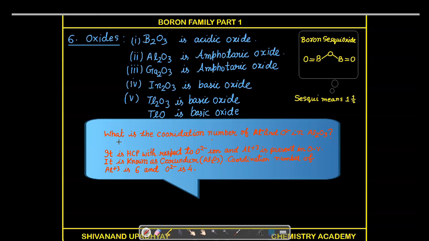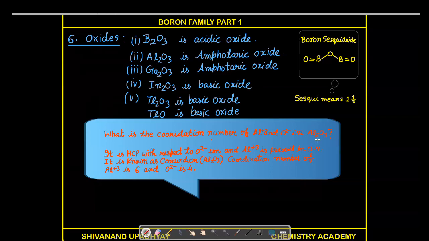There is a question in JEE Advanced. I think they can ask this question because we are studying Al2O3, which is also known as corundum. In the solid state it is HCP, and they can ask what the coordination number of aluminium +3 and oxide ion in Al2O3 is. So we should remember the crystalline structure of Al2O3. It is HCP with respect to oxide ion, and aluminium +3 ion is present in octahedral voids. Once we know that aluminium is present in octahedral voids, the coordination number of aluminium is 6.